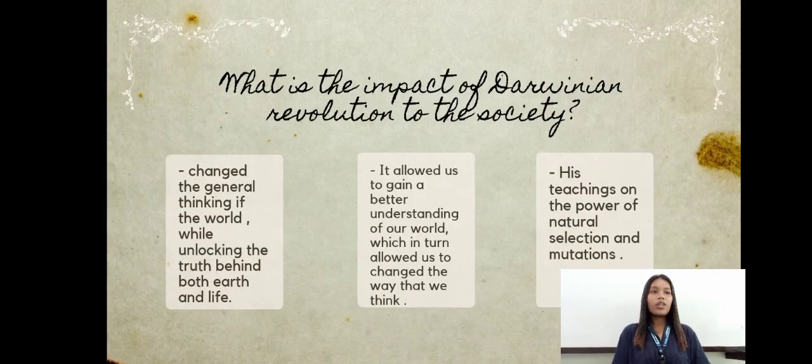What is the impact of the Darwinian revolution to society? First, it changed the general thinking of the world while unlocking the truth behind both earth and life. Second, it allowed us to gain a better understanding of our world, which in turn allowed us to change the way that we think. Third, his teachings on the power of natural selection and mutations.